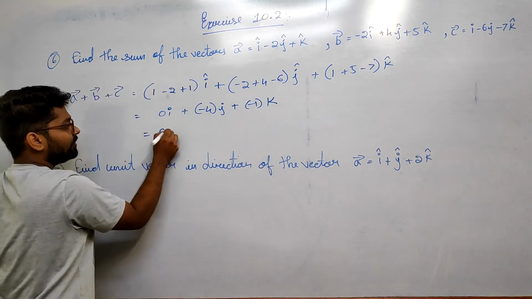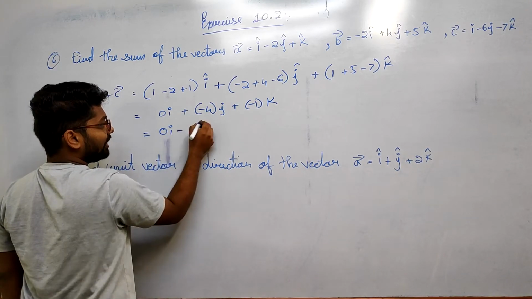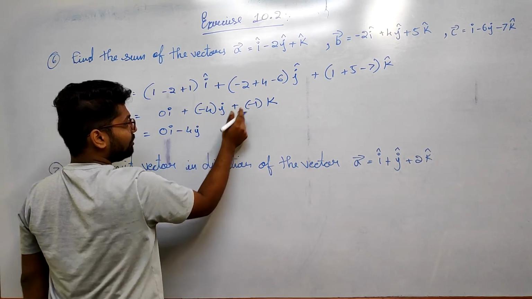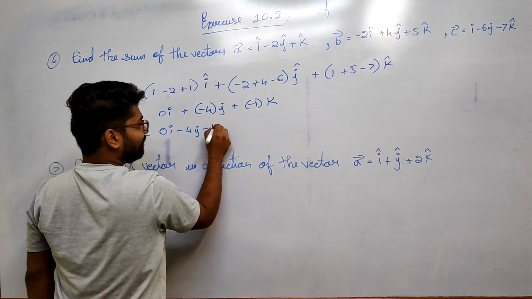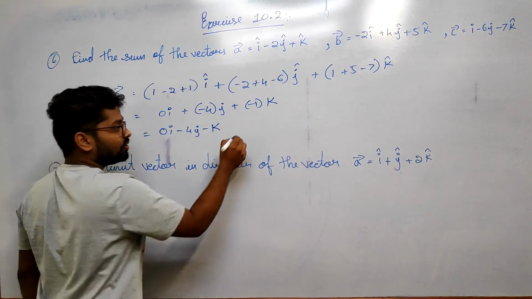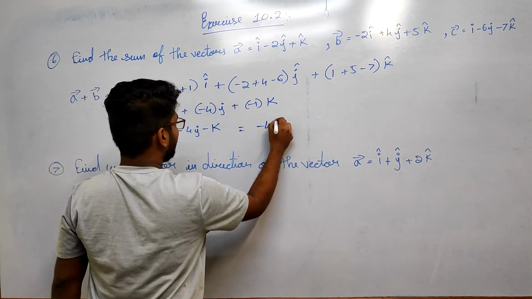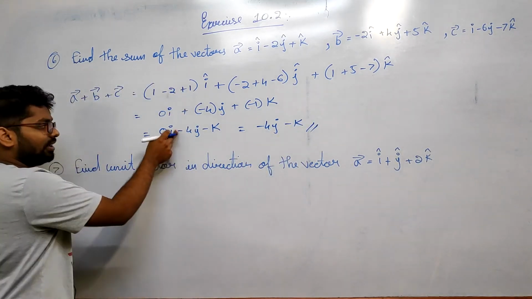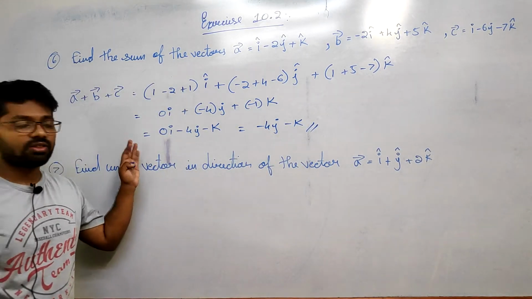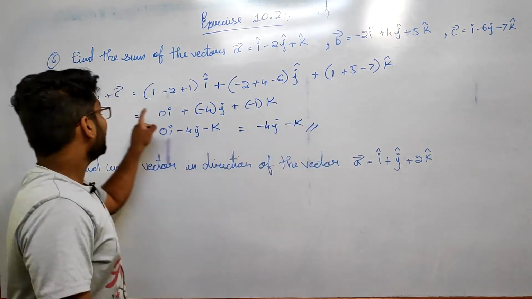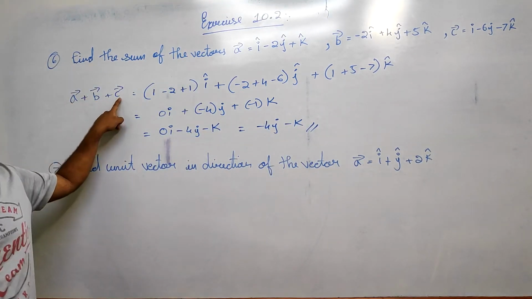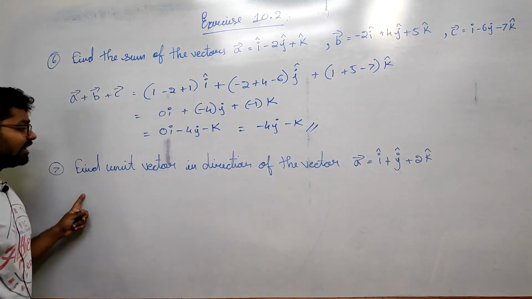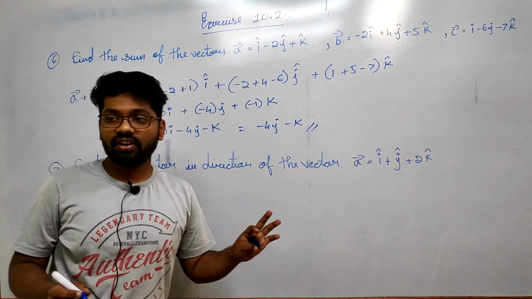So if you observe, 0i, plus into minus is minus 4j, plus into minus is minus 1k. 1k I can write just as k. So it is nothing but minus 4j minus k. You can ignore the 0 term. Okay. So this is the sum of the vectors a bar plus b bar plus c bar. This is your sum. Next one we will just solve.